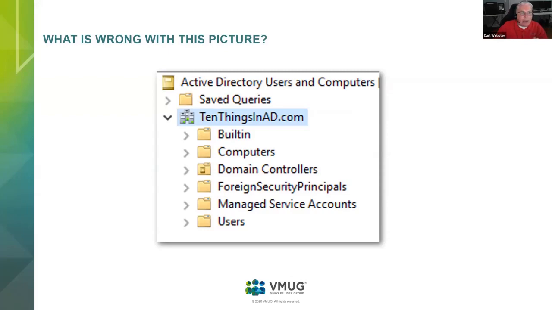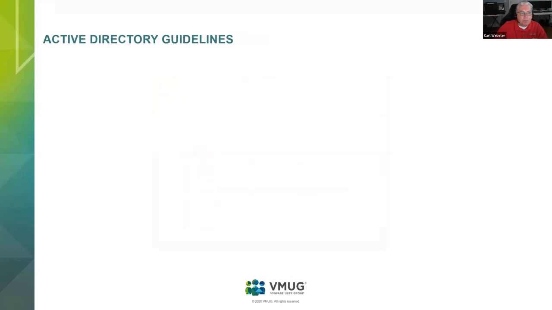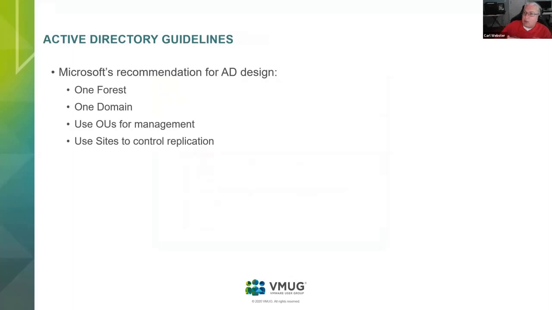So Microsoft's Active Directory guidelines: one forest, one domain, you use OUs for management and sites to control replication. The world's largest Active Directory follows those guidelines. Finding a multiple domain forest is rare, and it's usually done by misunderstanding.